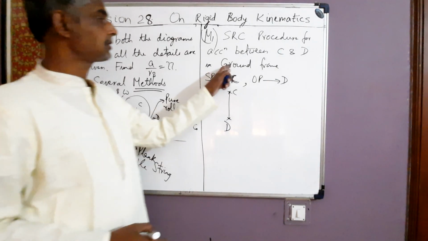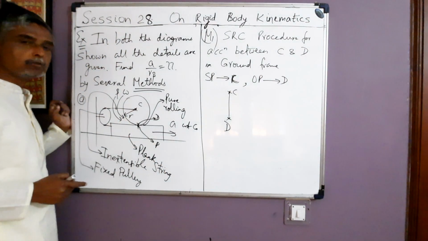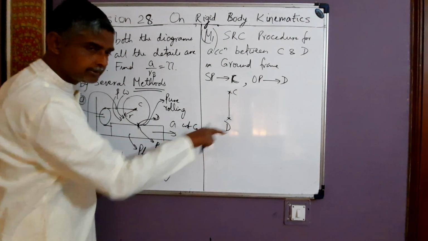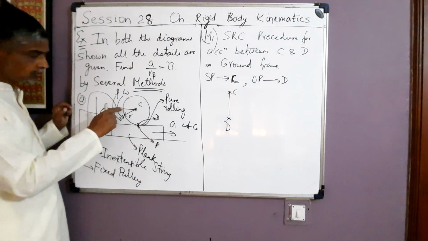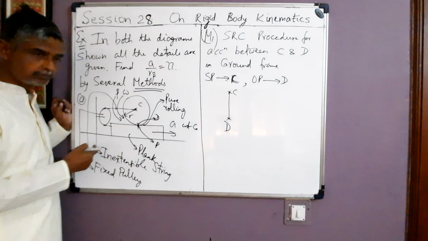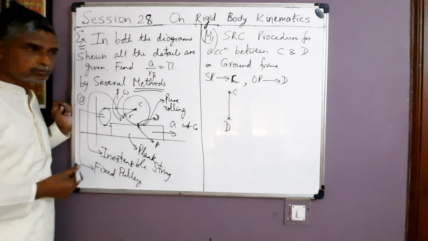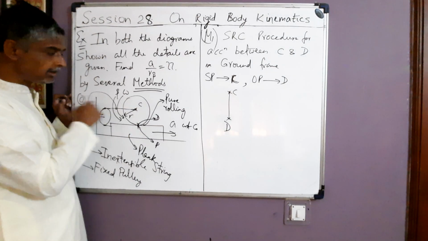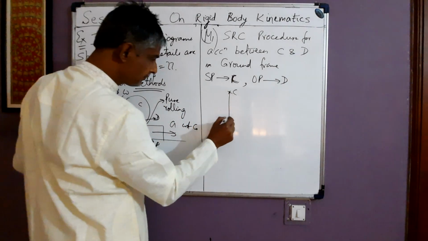Now since we are applying SRC for acceleration in ground frame, you must know the acceleration of C with respect to ground frame. Now see, if the plank moves at acceleration A with respect to ground, this string is inextensible and the pulley is fixed. So to keep this length of string fixed, the center should move towards left at the same acceleration A with respect to ground. So the acceleration of C with respect to ground should be A left. So I give an acceleration of A left to the other point D.